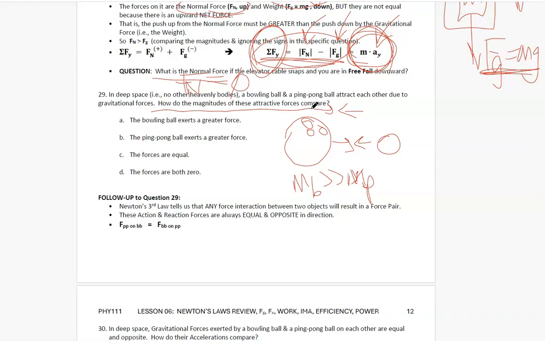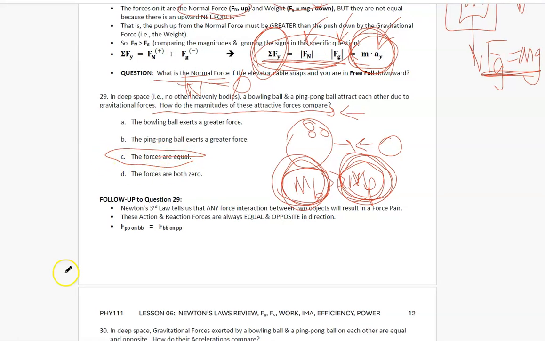Which force is greater? Now, we haven't learned the formulas, but we have learned Newton's laws of motion. And Newton's third law says the force that one object has on a second object is exactly equal to the force the second object has on the first object, just in opposite directions. So these forces are equal. So the force of the ping pong ball on the bowling ball is exactly the same as the force of the bowling ball on the ping pong ball. They're just in opposite directions, but they're equal forces.